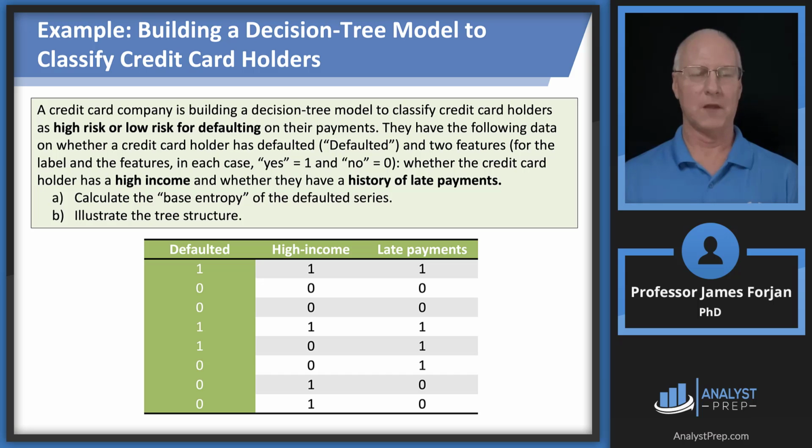So we have credit card holders defaulting. So what is that? A total of 8 in that column. So there are 3 out of 8 who defaulted. There were 4 out of those 8 who had high levels of income. There are 4 out of 8 who had late payments.